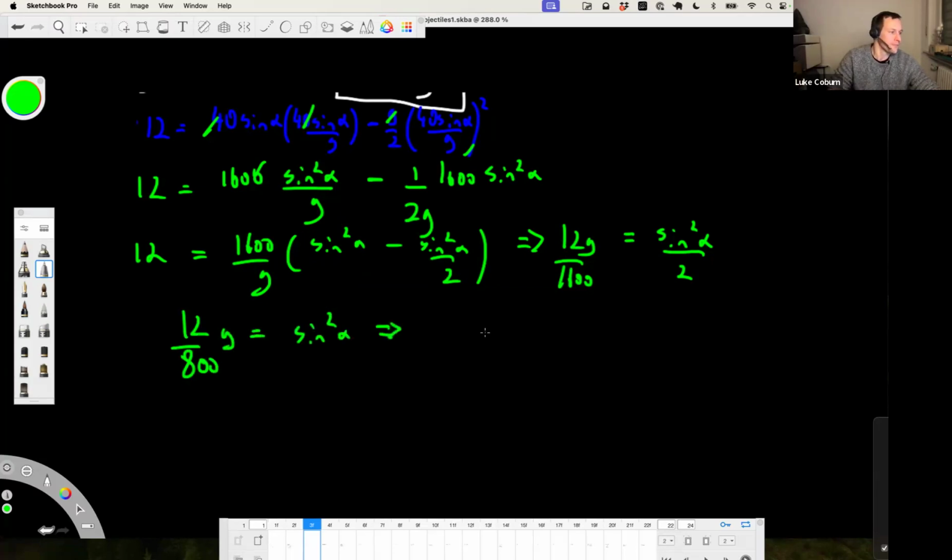This gives me, this 12, it's like 4 will go in there, it'll be like 3 times over, 4 goes in there, 200. So 3 over 200 times G is equal to sine squared alpha. And then this ends up giving me, when I put it into the calculator, alpha is equal to 22.5 degrees.